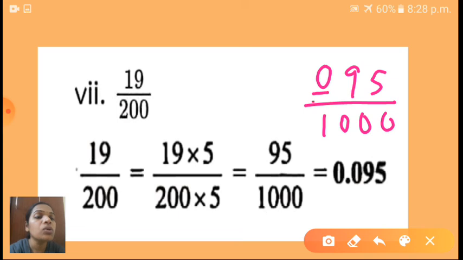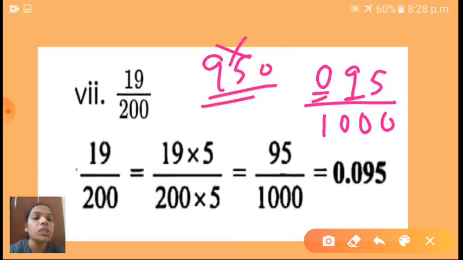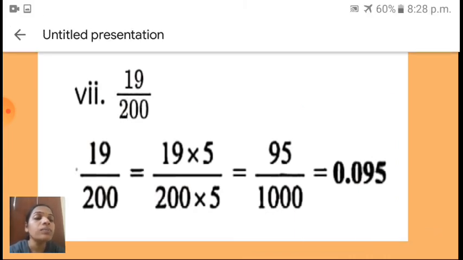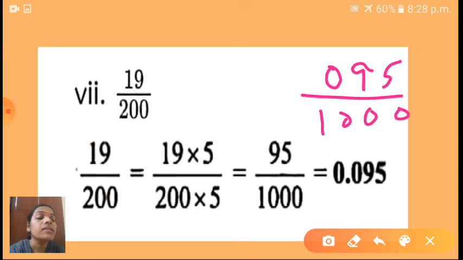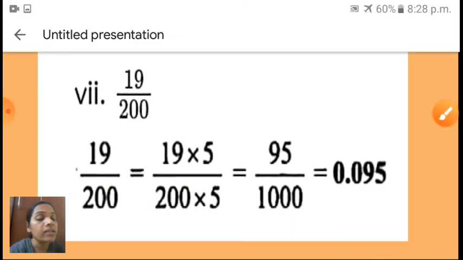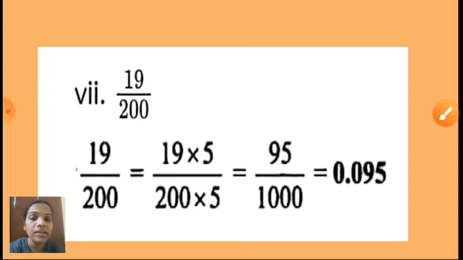So this 0 you have to write before this number, before this 9. You don't write 950, so the value is changed. Okay children. So see here, 095 upon 1000. That means the decimal point will come here. Okay, that's why here I have written 0.095. That is your answer. Okay children.